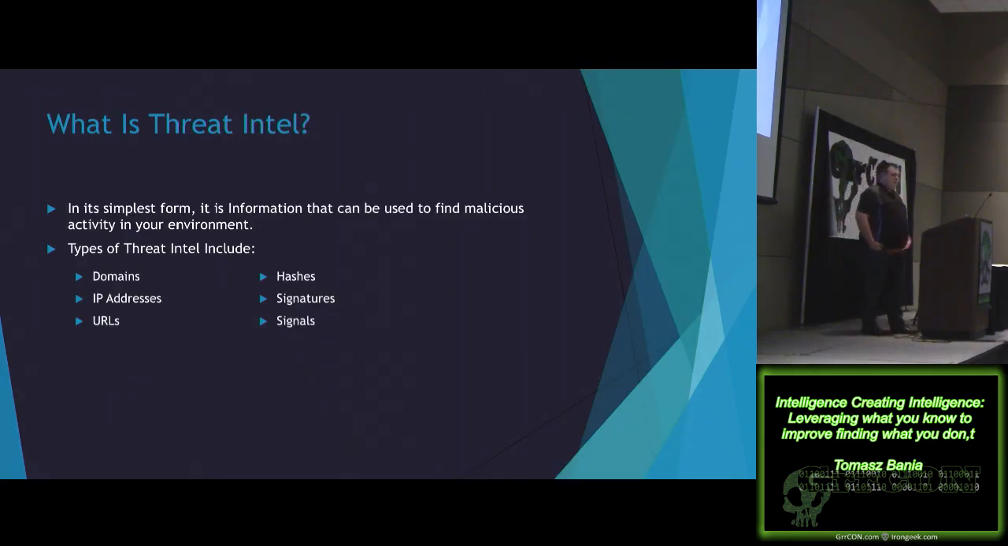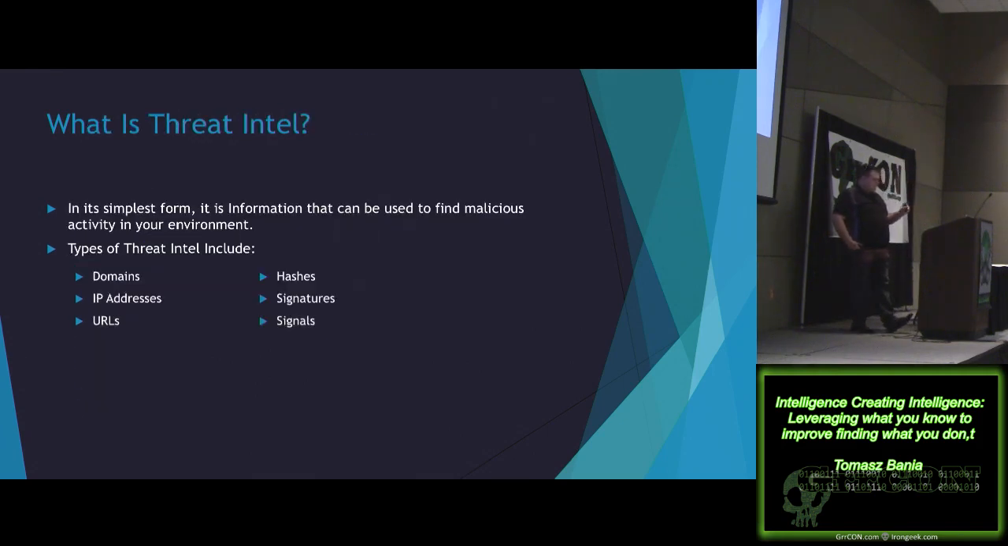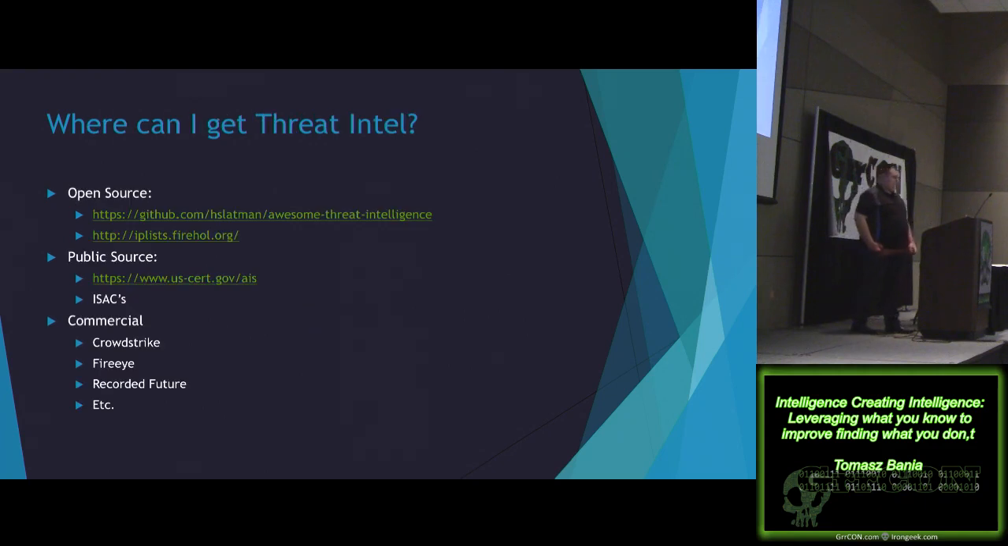But before we begin, I'm going to give a quick primer on a few items here. First thing is going to be, what is threat intel? Threat intel in the simplest form is the information that you use to find bad stuff in your environment. I have 6 different types of threat intel listed up there. 3 main ones that we're going to focus on today are domains, IP addresses, and URLs. Hashes, signatures, and signals are really interesting, especially as you go further down that list. But those can have some intricacies behind them.